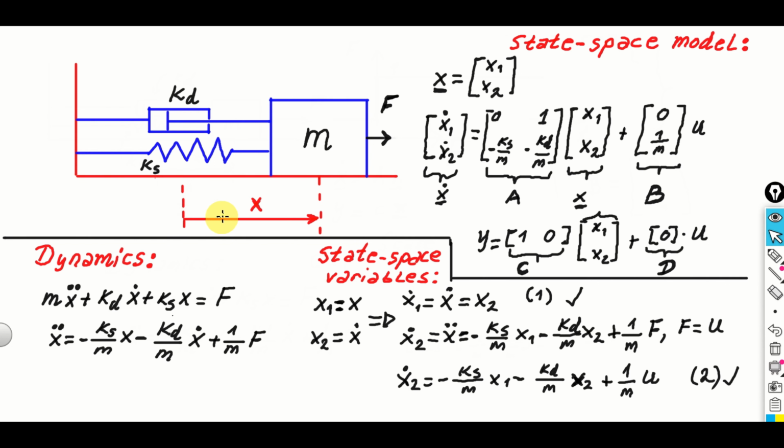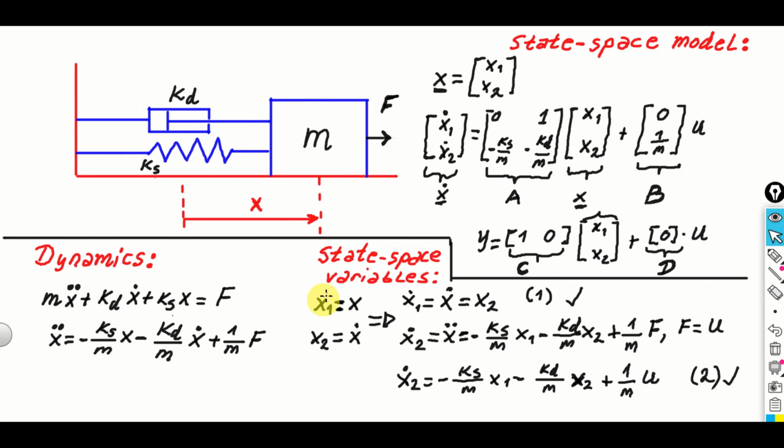So how to model this system? Well, by applying Newton's second law, we obtain this ordinary differential equation describing the dynamics of the system. In this differential equation, F is the control force, x is the displacement, x dot is the first derivative of x with respect to time, that is x dot is actually velocity, x double dot is the second derivative of x with respect to time, that is x double dot is the acceleration, m is the mass of the box, Kd is the damping constant, and Ks is the spring constant. From this equation, we can obtain the second equation given over here.